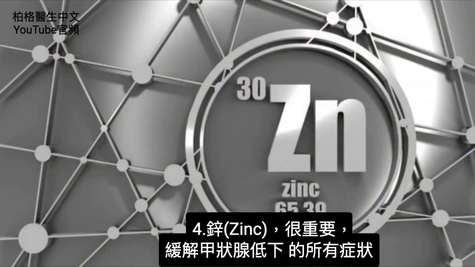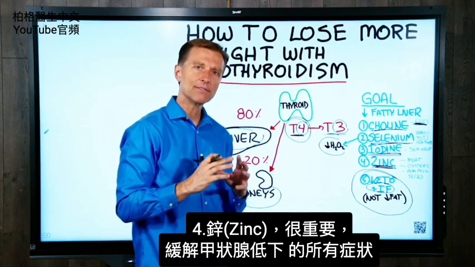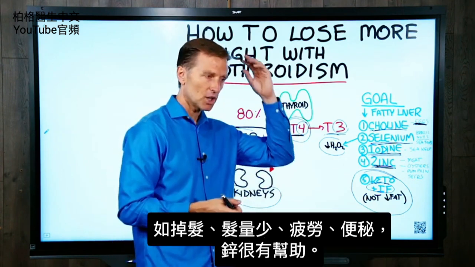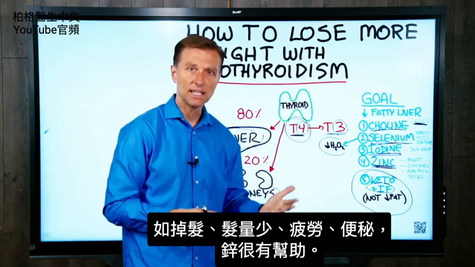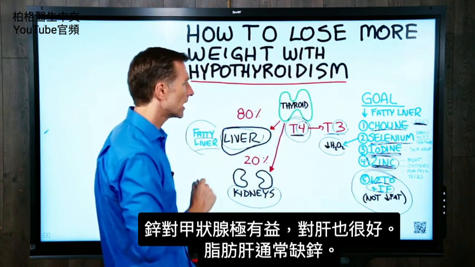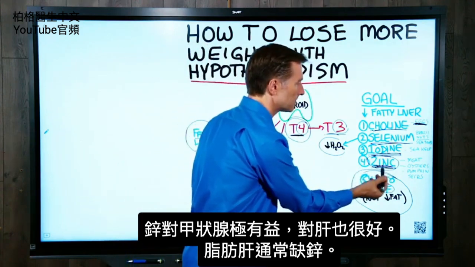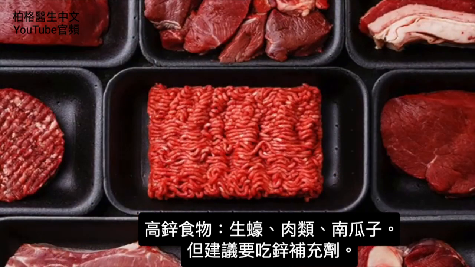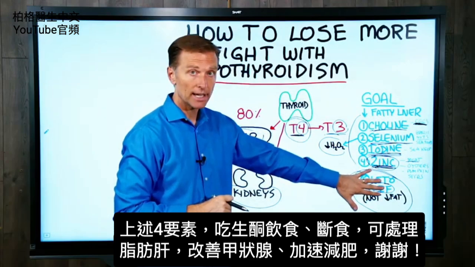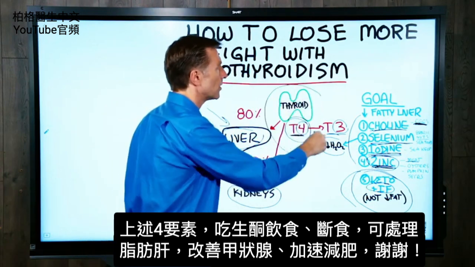Next one is zinc. Zinc is really, really important. Taking zinc will help you in almost every single side effect that hypothyroid produces. Like, for example, loss of hair, thinning hair, fatigue, constipation. Zinc is good for that. Zinc is very, very good for the thyroid. It's also good for the liver. And if you have a fatty liver, you are going to be deficient in zinc. Okay? Zinc is in oysters, meat, pumpkin seeds. I recommend getting it as a supplement. So these are the key things, in addition to keto and IF, as your primary focus to target this fatty liver to improve the thyroid function.